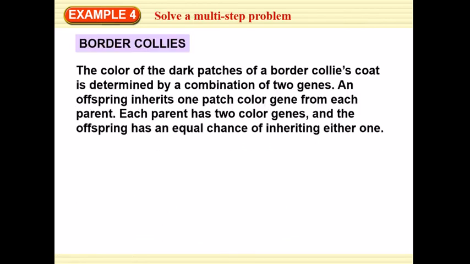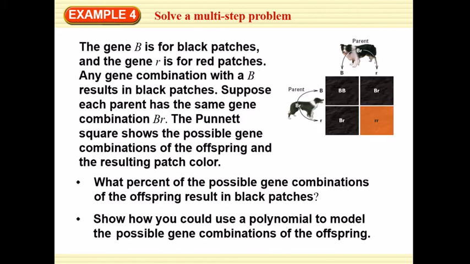Alright, so looking at example 4 here, the color of the dark patches of a Border Collie's coat is determined by a combination of 2 genes. So we're talking about genetics here. An offspring inherits one patch color gene from each parent. Each parent has 2 color genes, and the offspring has an equal chance, right? So 50-50 of inheriting each one.